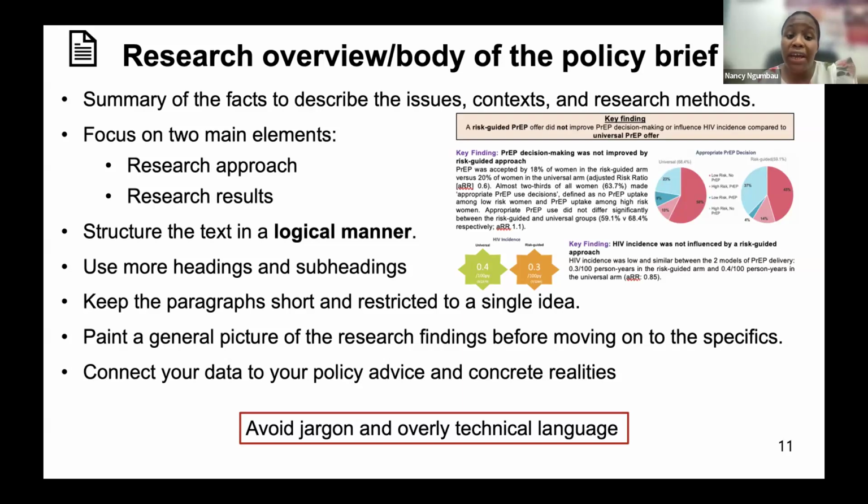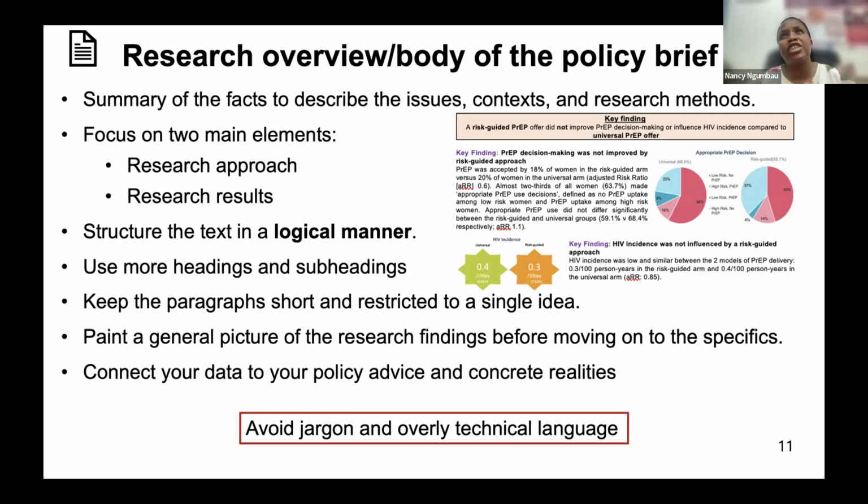encourage people to use more headings and more subheadings, color if you can, bold some of the things, put diagrams, tables, figures. The idea is to keep the paragraphs short and restrict it to a single idea. Restrict it to the message that you want to give to the policymaker. And then paint a general picture of the research findings before moving into the specifics. And the idea here is to connect your data to your policy advice and concrete realities.